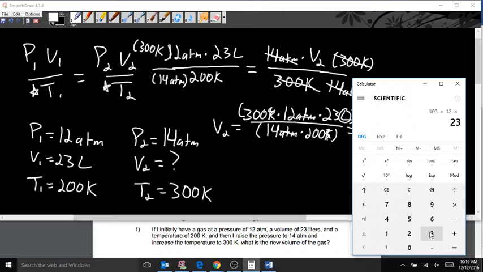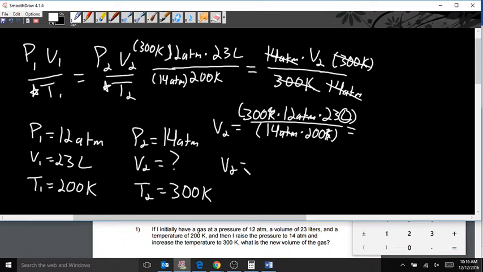Still no parentheses on here? All right, that's fine. Divided by 14 divided by 200. All right, so the answer I get for V2 is 29.6, and once again, my unit there is liters.